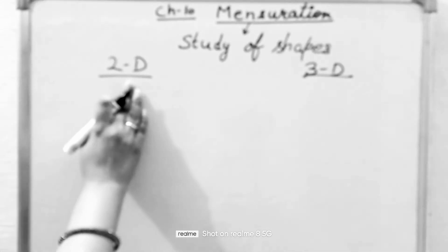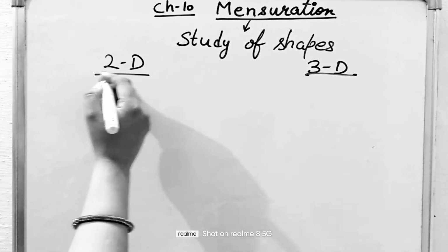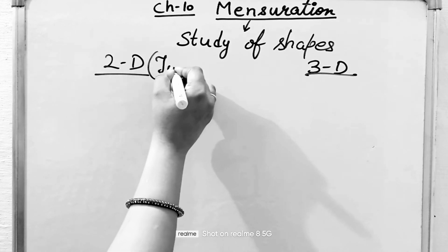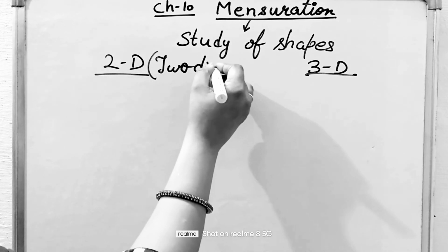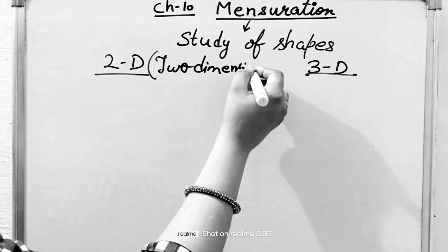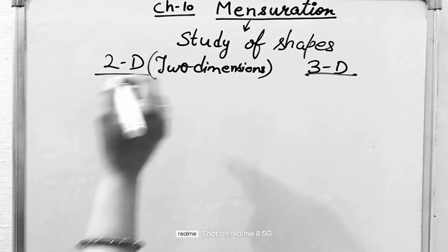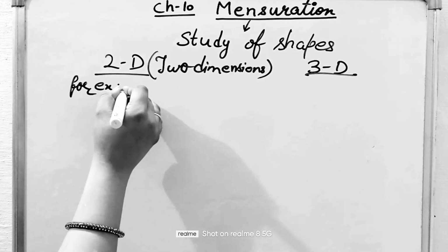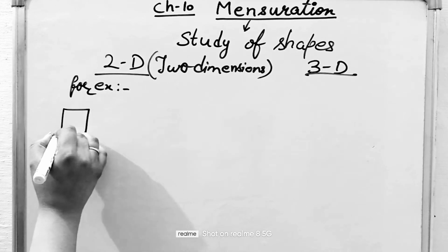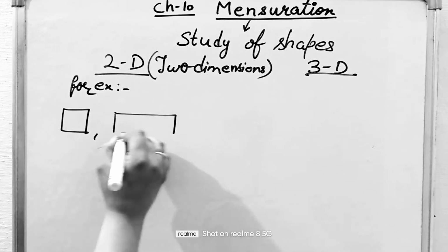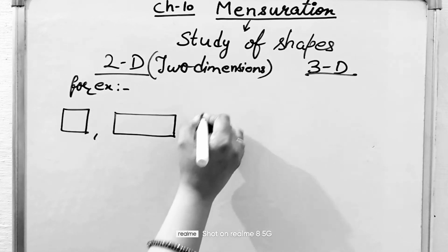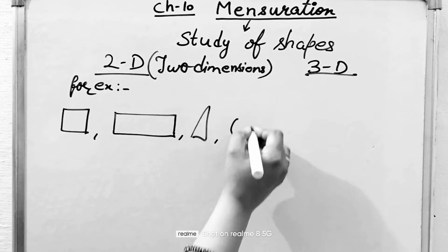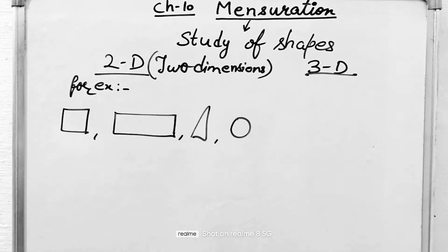Now what is the difference between 2D and 3D shapes? 2D shapes have 2 dimensions and these can be drawn on a paper. For example, square, rectangle, triangle, circle. These are the shapes which you can draw on paper very easily.